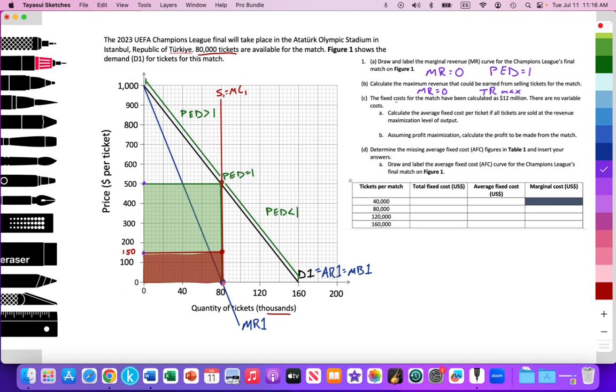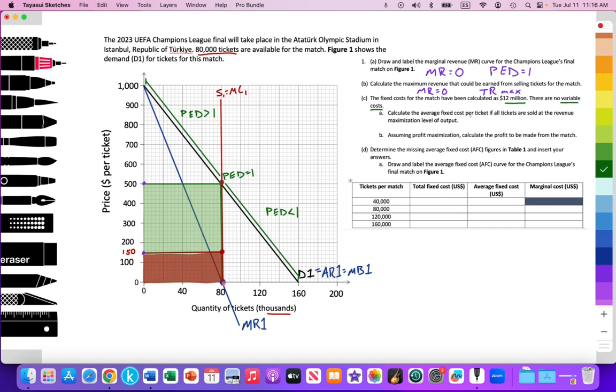Part C explains that the fixed costs for the match have been calculated: 12 million. So fixed costs are 12 million, and there are no variable costs. That is an important point. As you take an exam, it's good that you underline key points being made within the question. The fact that there's no variable costs, as we'll see, will impact our marginal cost curve.